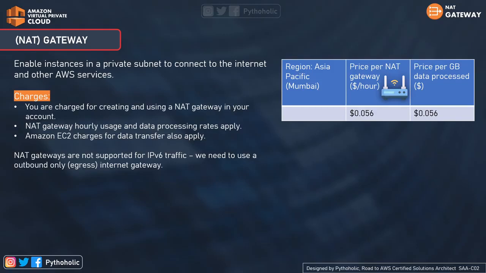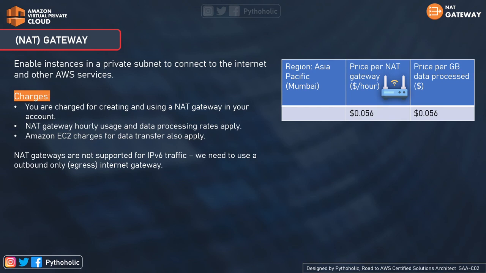And as this is a service, you will be charged for the usage as well. And you are charged for creating and using a NAT gateway in your account. And you will be charged hourly for your usage and data processing. That is, you are charged for each NAT gateway hour that your NAT gateway is provisioned and available. And data processing charges apply for each gigabyte processed through the NAT gateway. So if you see here, for AP South 1 region, the charges for NAT gateway per hour is $0.056, and for per GB data processed, it's also the same, that is $0.056.